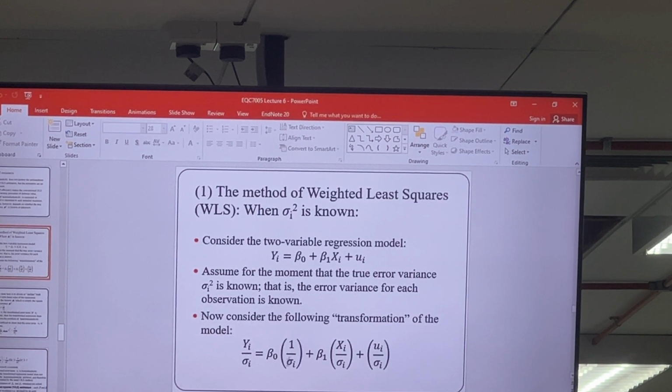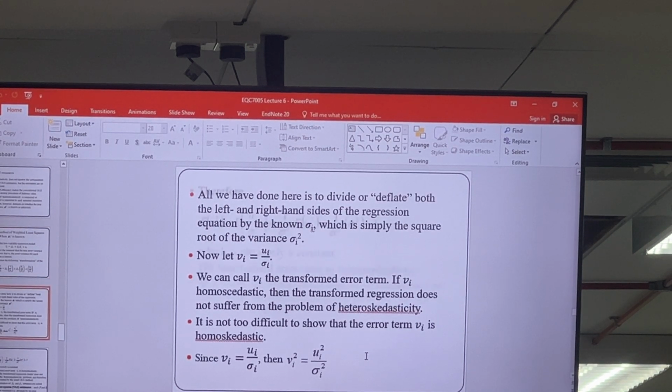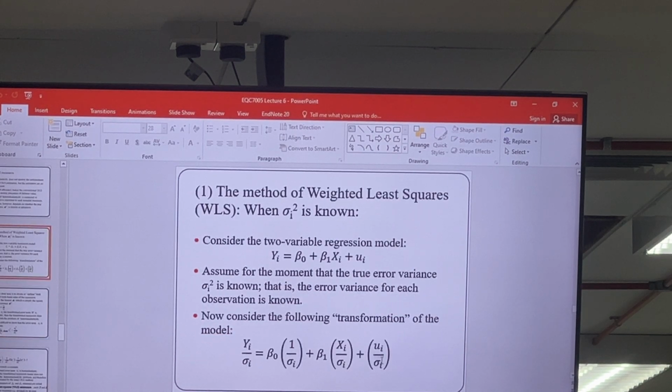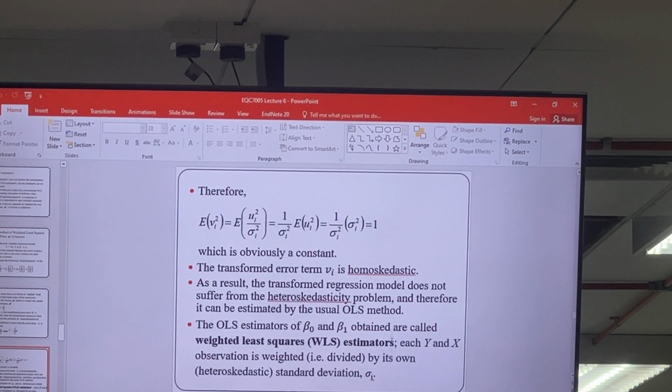Let's divide the equation by the known sigma i. By doing so, we are able to transform the equation so that the transformed equation's new error term has a constant error variance instead of a heteroscedastic error variance.